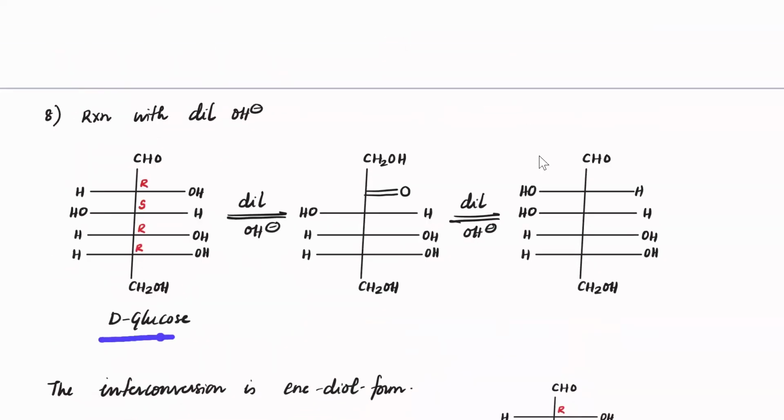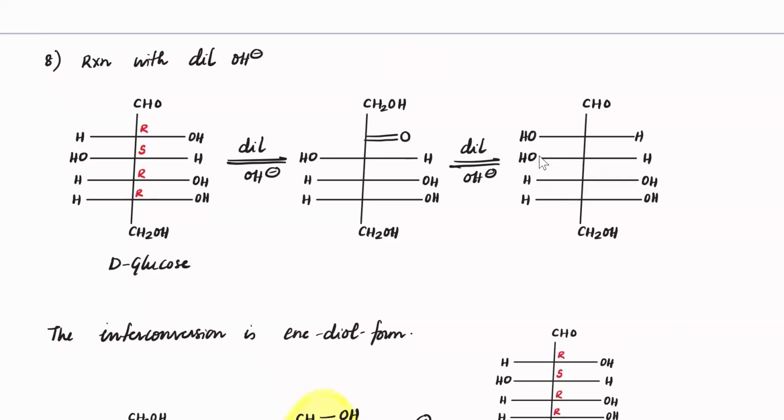For example, if I take glucose here, it can convert into fructose. It will maintain an equilibrium with fructose, and that can be converted into mannose. So we will always see that these three exhibit an equilibrium mixture when you add dilute OH minus.